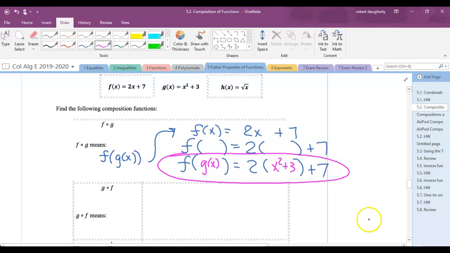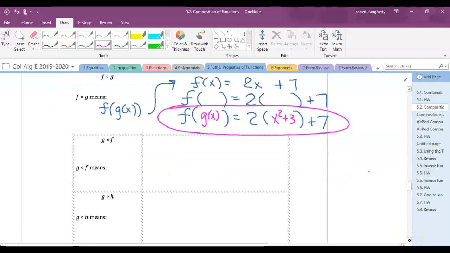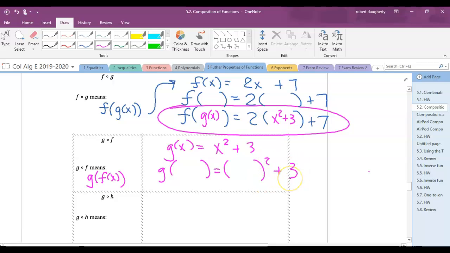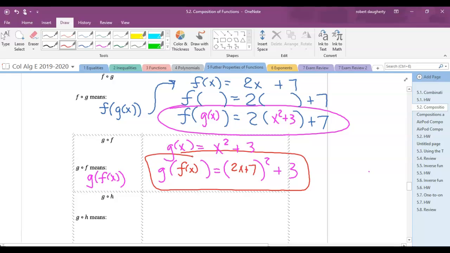How does that differ from G composition F? What does G of F mean? Yeah, G of F of X. So which function do I start with? G. So G of X is equal to x squared plus 3. What needs to get substituted into G? F of X. What is F? What is it, 2x plus 7? That is G of F of X. Okay. Now, where this differs, let's move on.